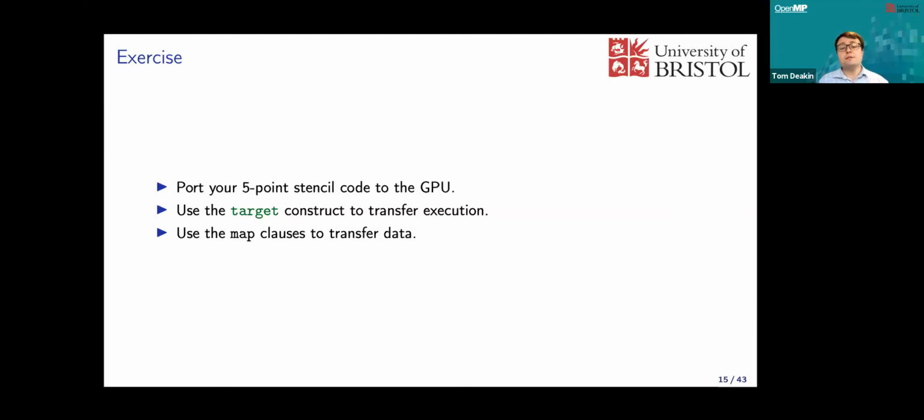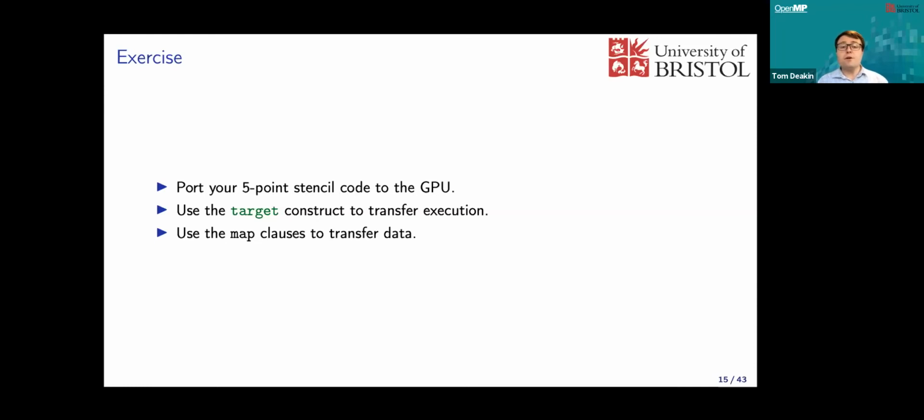So the two things really to do in this exercise are going to be using the target construct to transfer execution of the main kernel to the GPU. And then we're going to be using map clauses to transfer the data at the point of this target region, to map the data to and from the device. There are two arrays, a current array and a temporary array, and we can use map clauses to make sure that those arrays exist.